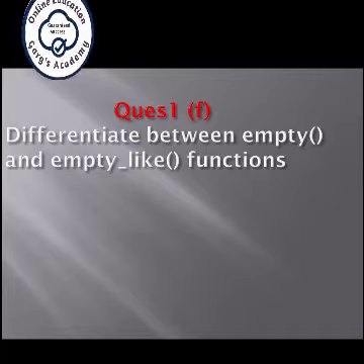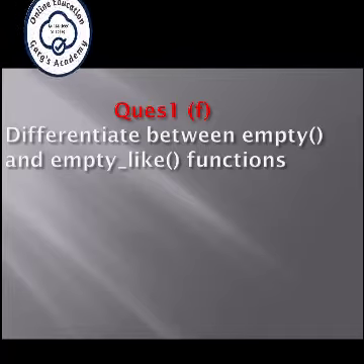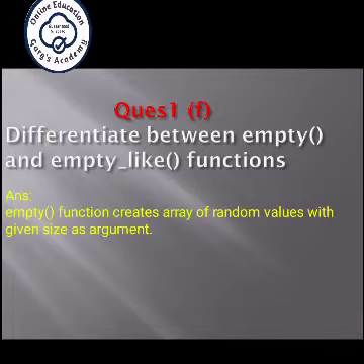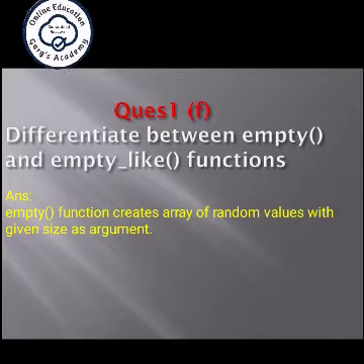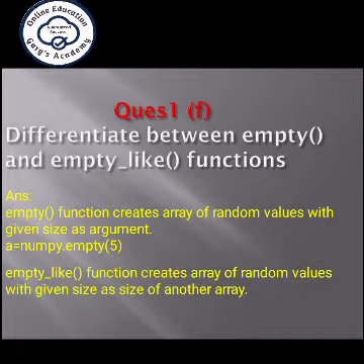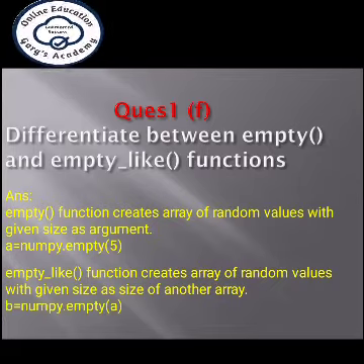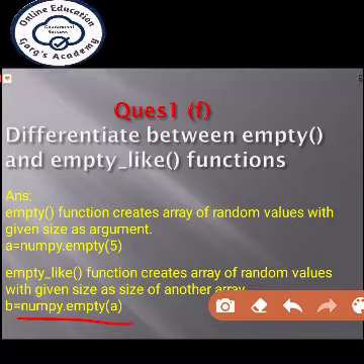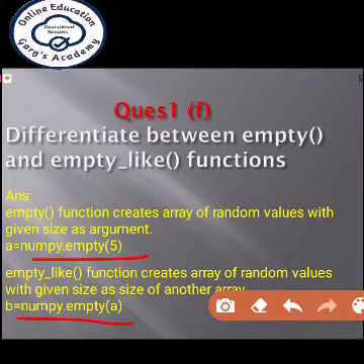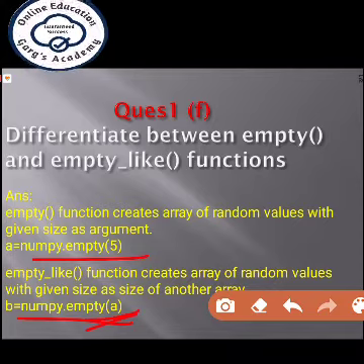Next question. Differentiate between empty and empty_like functions. Students, the empty function creates an array of random values with the given size as argument, and the syntax is this one. But NumPy empty_like creates an array of random values with the size of another array. Means in it you will not write empty 5, but you will write empty_like A. Means it will take the size of array A and create random values inside the array.